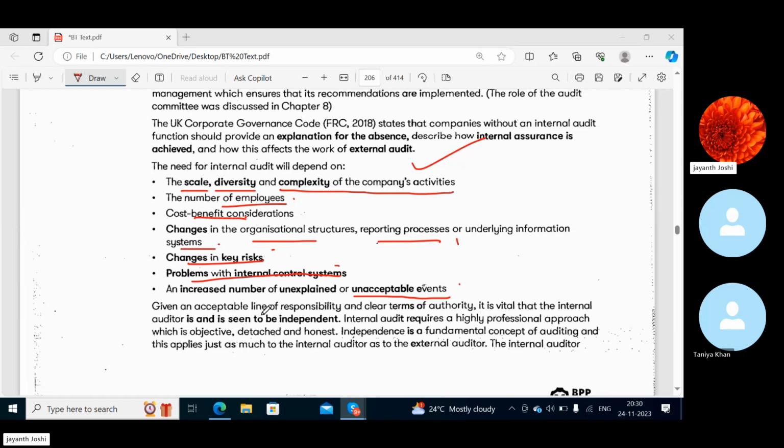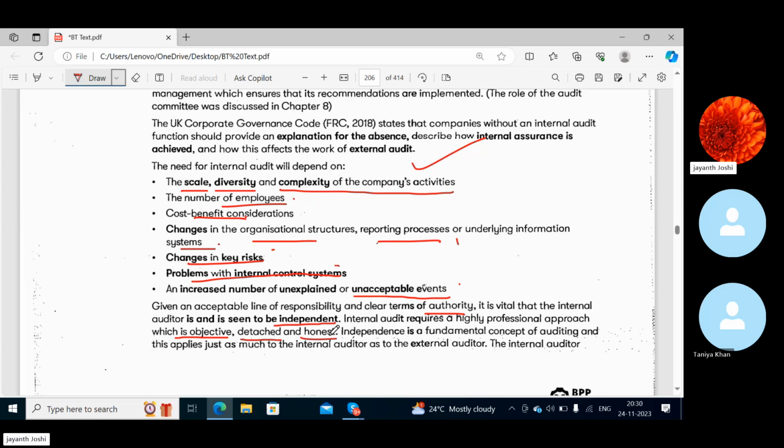Given an acceptable line of responsibility and clear terms of authority, it is vital that the internal auditor is, and is seen to be, independent. So the internal auditor is and should be thought of as independent. Internal audit requires a highly professional approach, which is objective, detached, and honest.